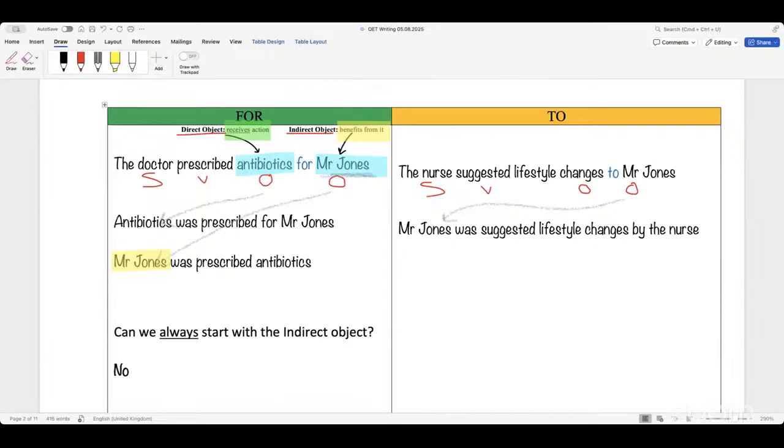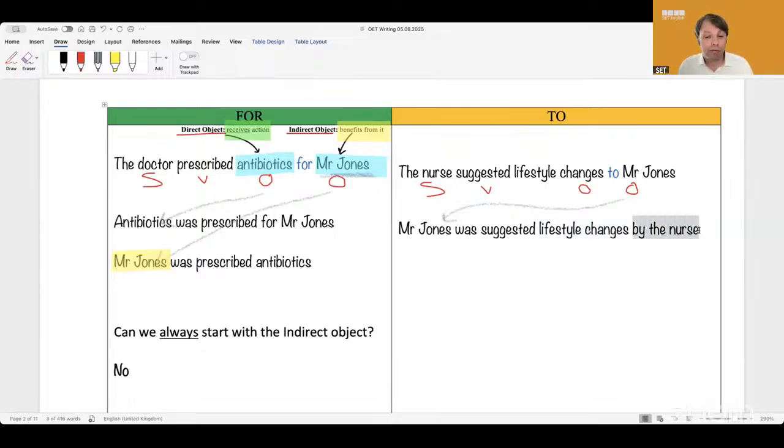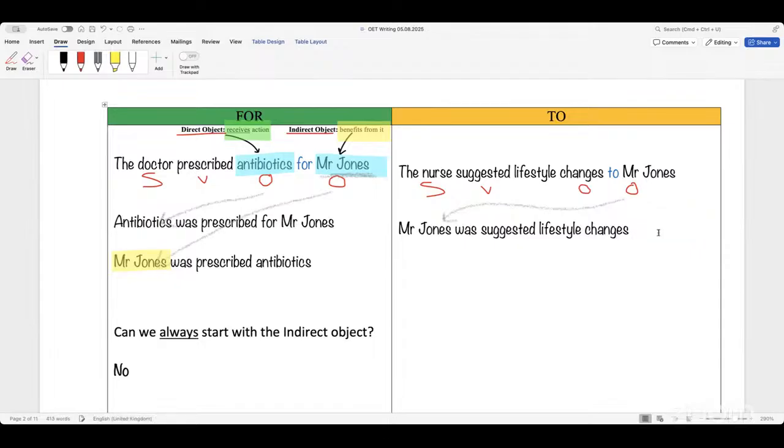Not quite. There's a small mistake. Yes, it's interesting. Lifestyle changes was suggested for Mr. Jones. This is fine. Do we say by the nurse? No. Kadriye, is this the direct or the indirect object? Indirect. The indirect object we're starting with.